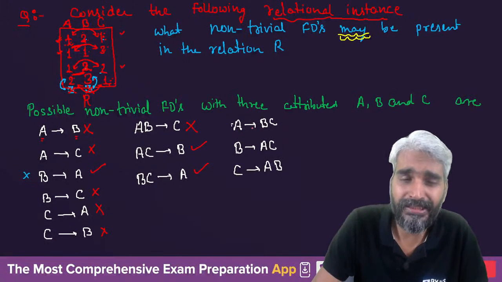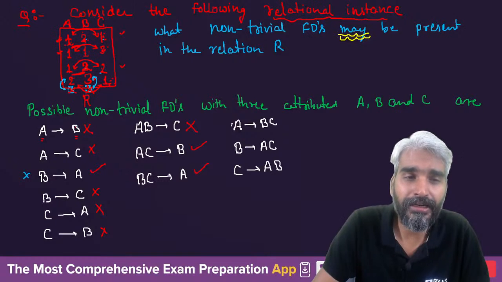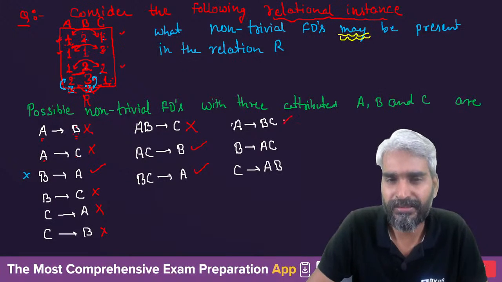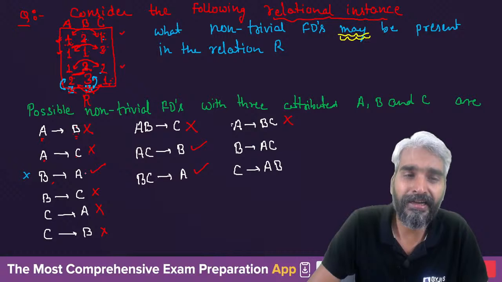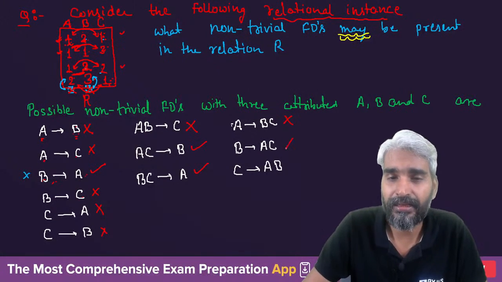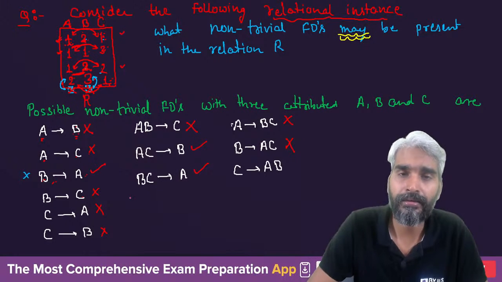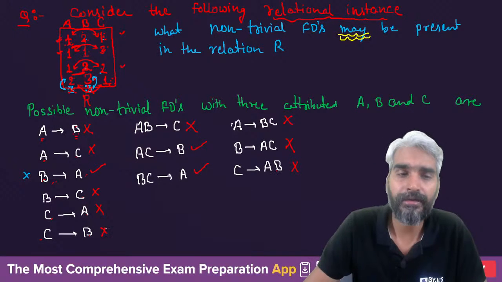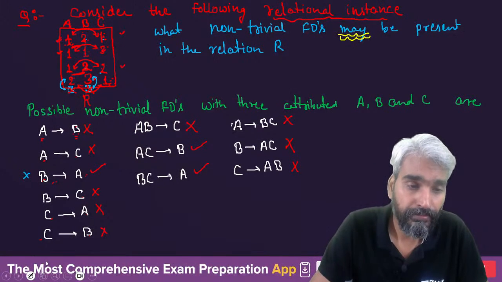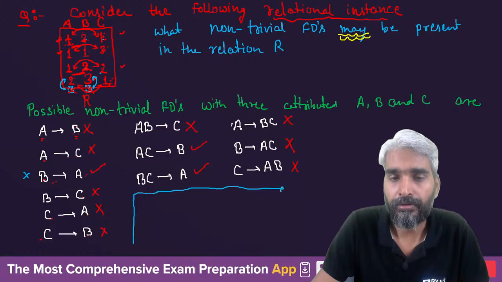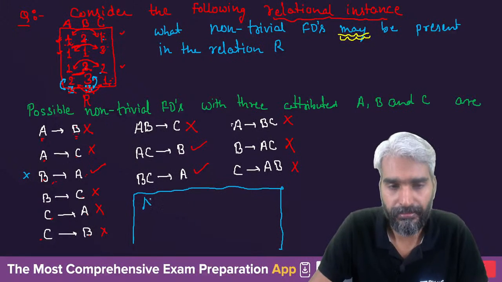Now, you can actually see A does not determine B, as well as A does not determine C. So, this is obviously not possible. Similarly, B determines A, but B does not determine C. Therefore, this is again not a valid non-trivial FD. C implies A, no. C implies B, no. So, this is again not a non-trivial FD. So, these are the non-trivial FDs which may be present.